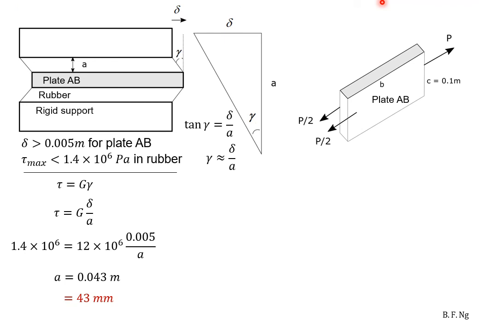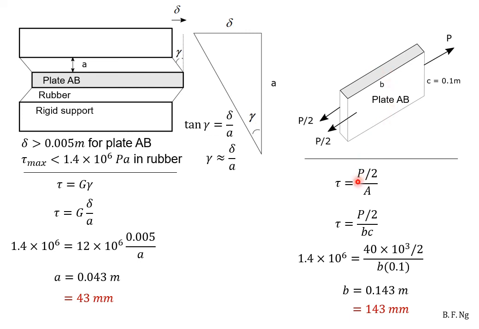We then look into the shearing stress criteria. For the center plate, we know that there is a force P that's trying to pull out, and the plate is attached to a rubber on both sides. As such, this forms our double shear problem. The shear stress acting on this plate is given by tau equals P over 2 divided by area because it's a double shear problem.